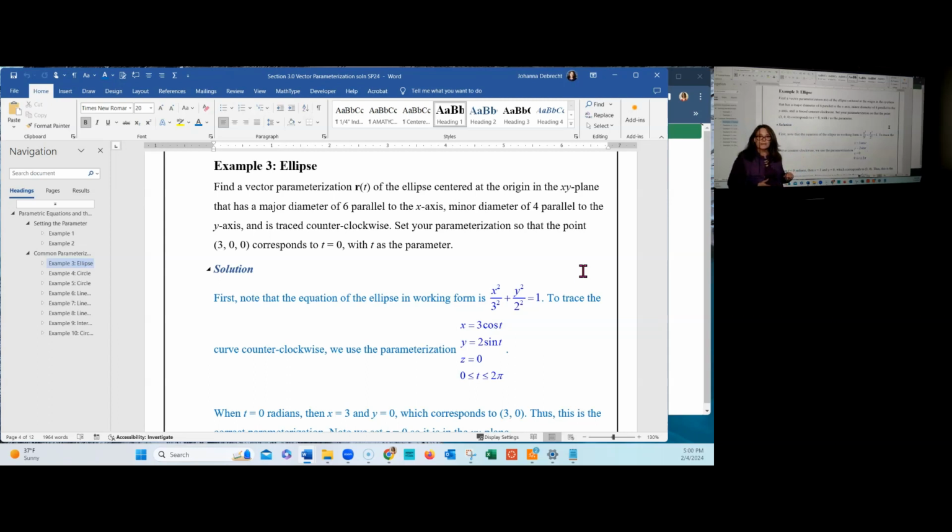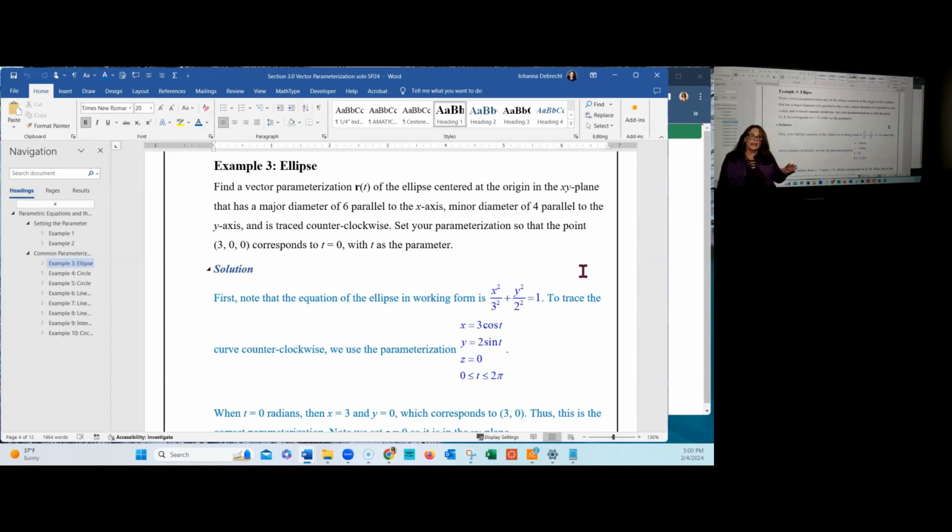Minor diameter of 4 parallel to the y-axis. Again, that means that we'll go 2 to the right along the positive y, 2 to the left along the negative y. And we want to trace it counterclockwise, which is the typical direction. We want to set our parameterization to start at a particular point. We want to start at the ordered triple 3, 0, 0, corresponding to t equals 0.